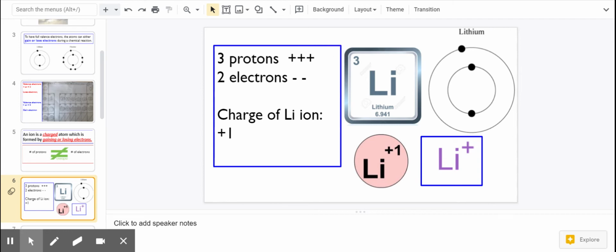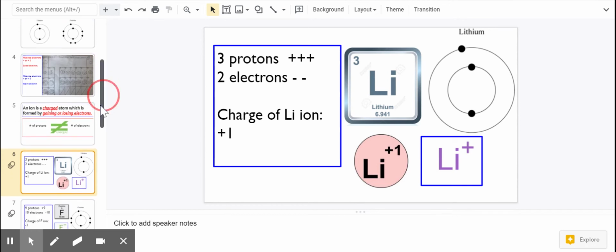You have one more positive. So the charge of a lithium ion is positive 1. Normally, we write this ion as the symbol, the charge, and the number of charge. For 1, people normally don't bother to write it. A positive sign means positive 1. And if you see positive 2, that means it's a positive 2 charge. If you see positive 3, that means positive 3 charge.